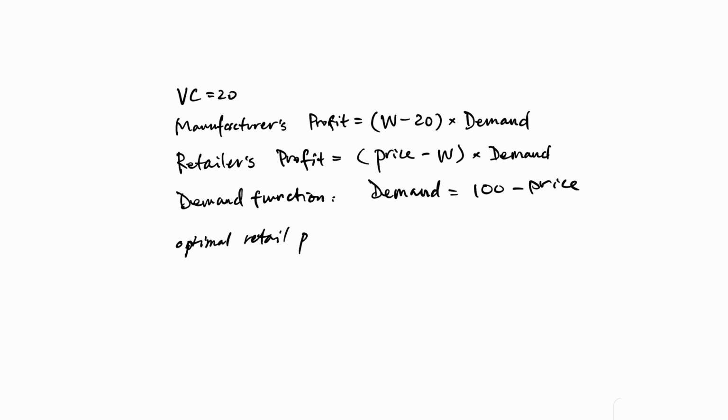First, we calculate the optimal retail price. Here we are going to use the same formula that we had before: A divided by B plus C, divided by 2. In this case, that is 100 divided by 1, plus the wholesale price. We do not yet know the wholesale price. Here the wholesale price is the variable cost for the retailer. So it's (100 plus W) divided by 2.